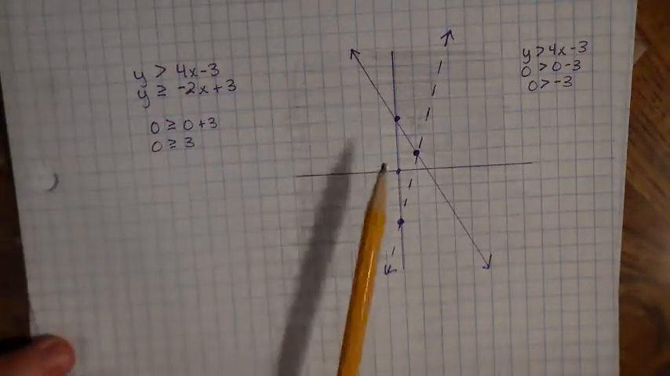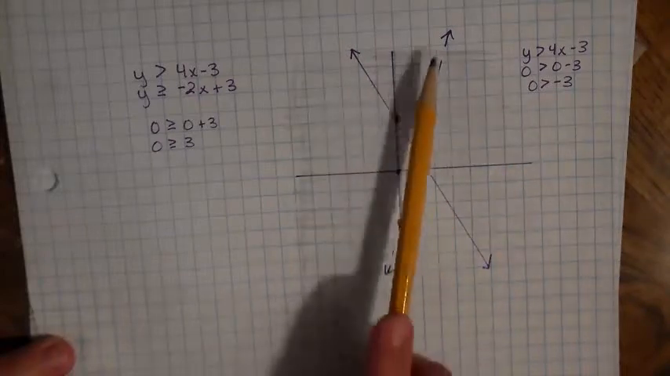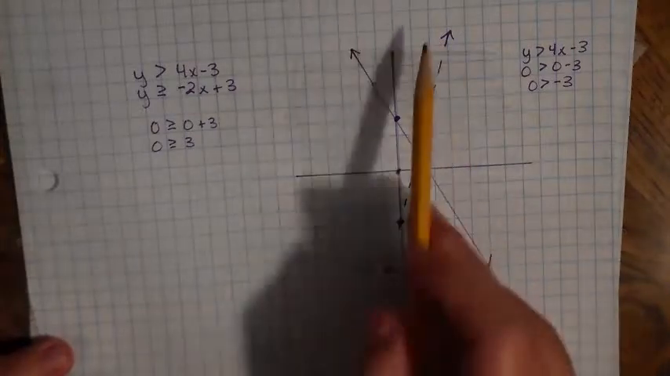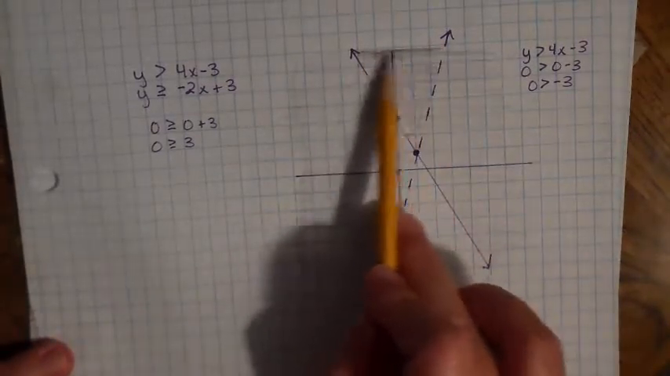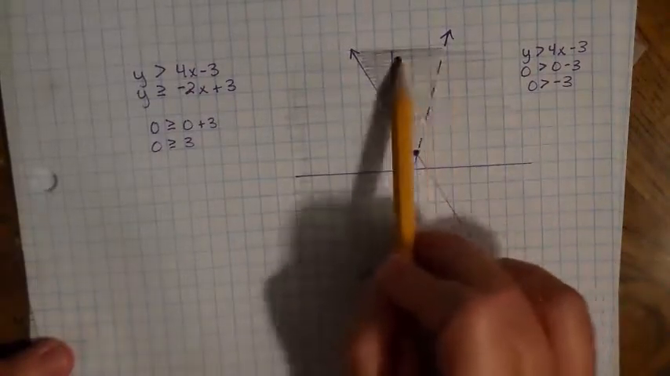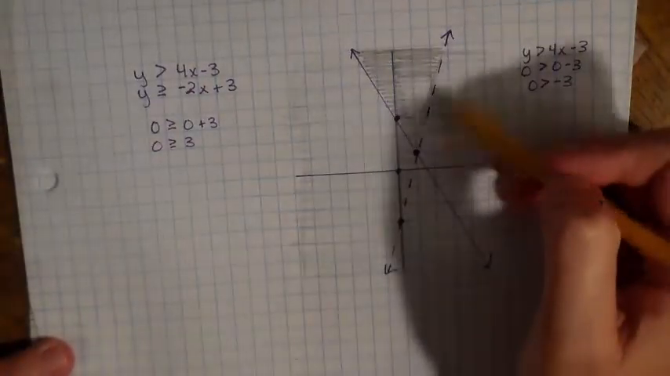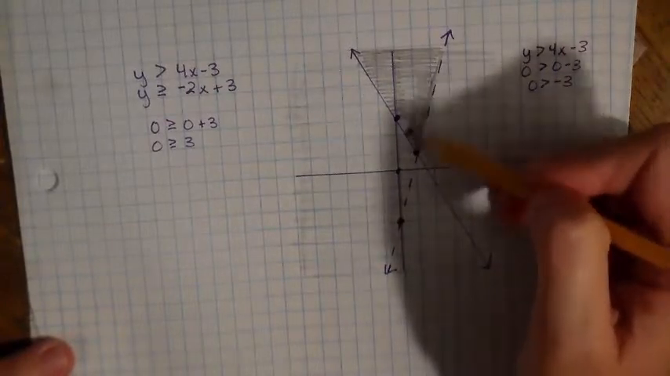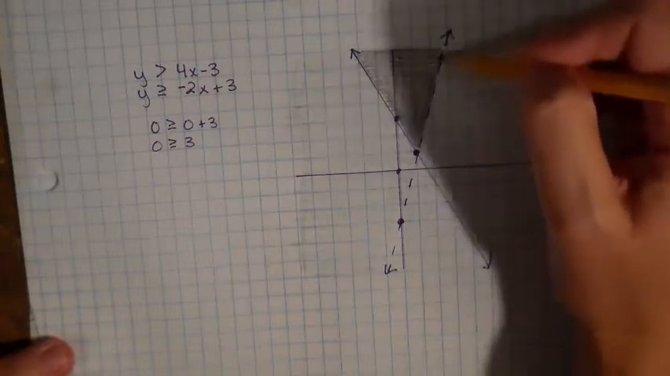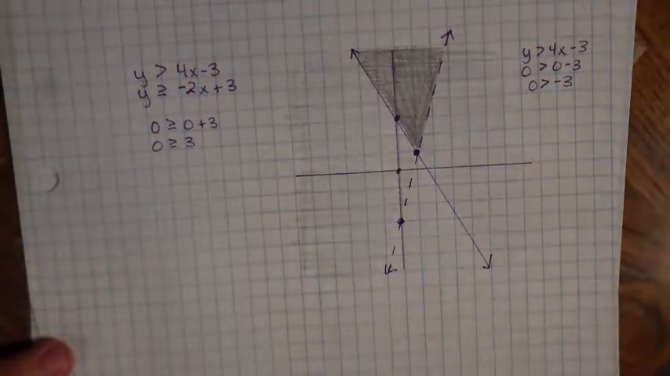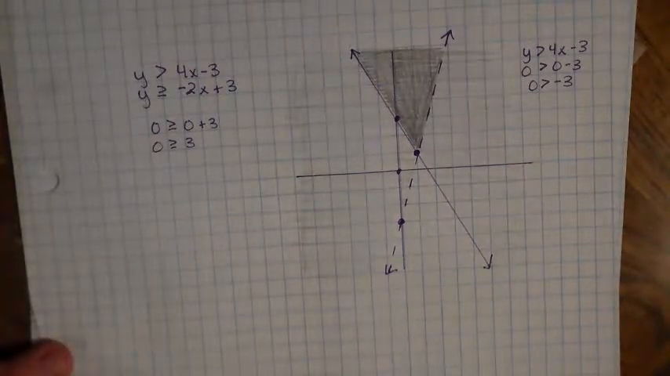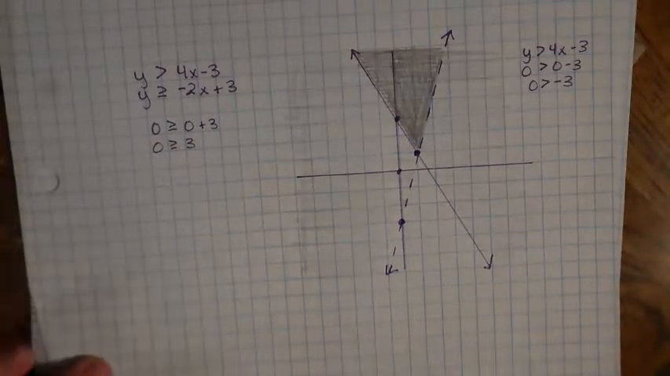And then between the two shadings, because I shaded this section here twice, it's slightly darker. This is my solution area. So I'll come in and make sure to shade that darker so that it's very obvious that this is the region that is true for both inequalities, and therefore this is the region that is the solution to the system. Let's try another one.